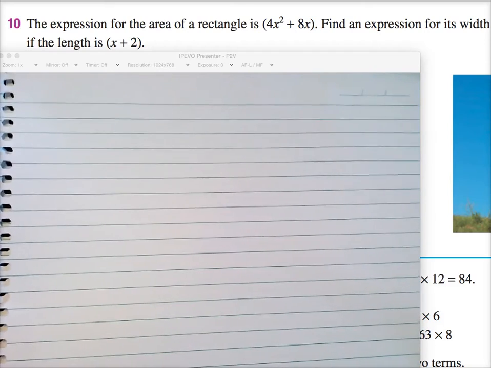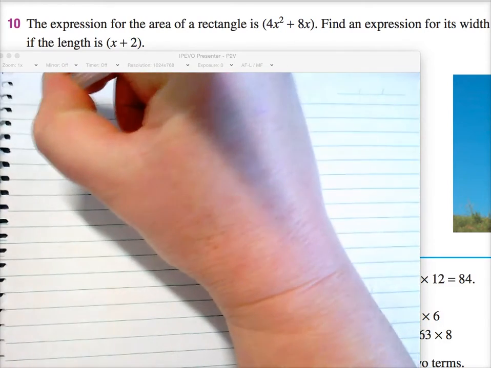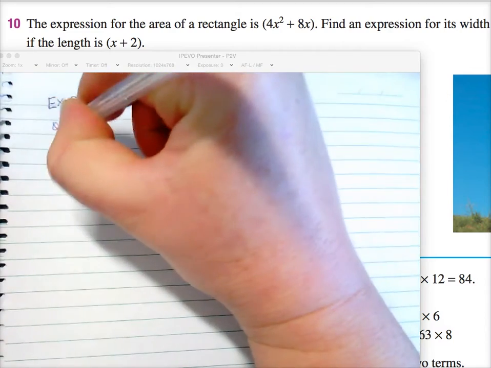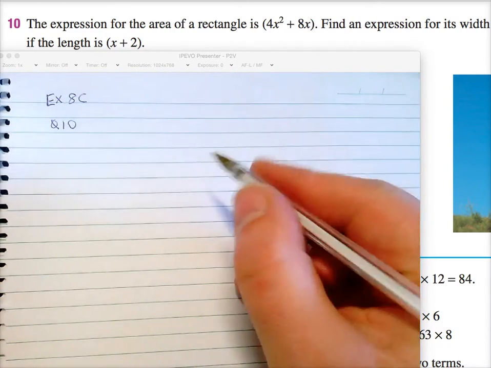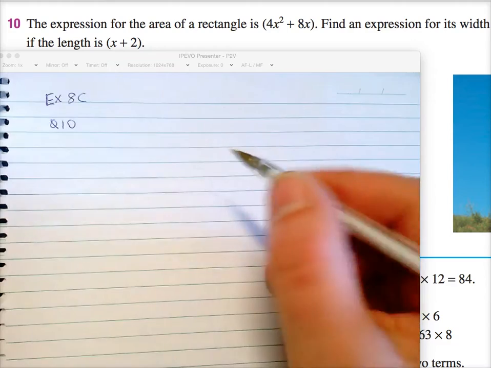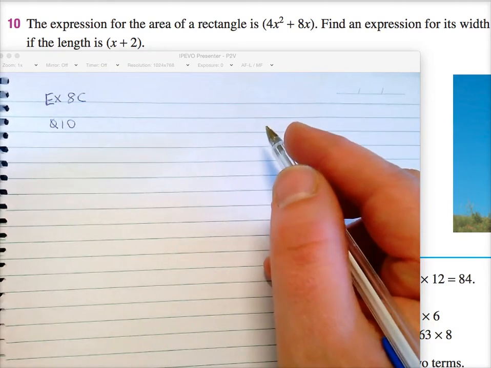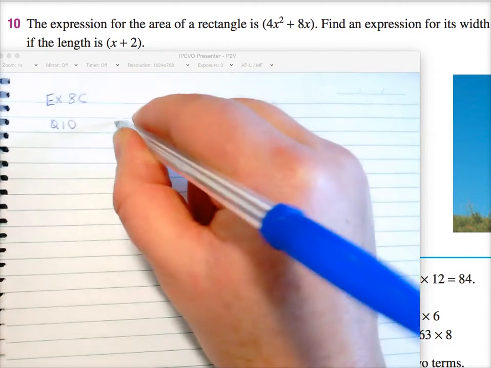Now we're going through problems with the homework. This is exercise 8C. We're looking at question 10. And it says the expression for the area of a rectangle is 4x squared plus 8x. Find an expression for its width if the length is x plus 2.